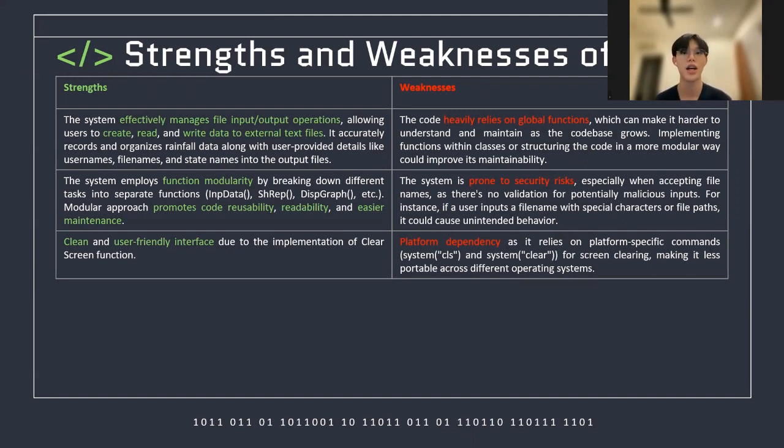It also has a clean and user-friendly interface due to the implementation of the clear screen function. So the weaknesses of the system: the code relies heavily on global functions, which can make it harder to understand and maintain as the code base grows. It is also prone to security risks, especially when it accepts file names, as there is no validation for potential malicious inputs. And lastly, platform dependency, as it relies on platform-specific commands like system CLS and system clear for screen clearing, making it less portable across different operating systems.